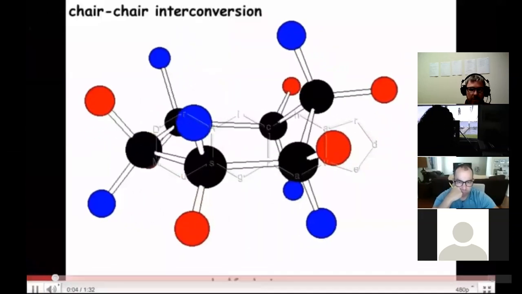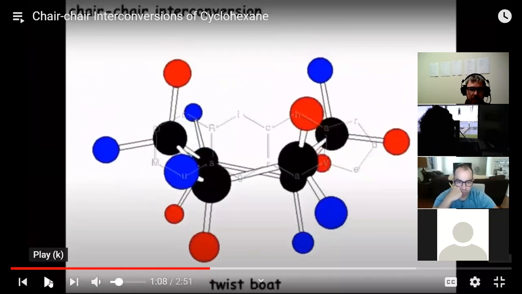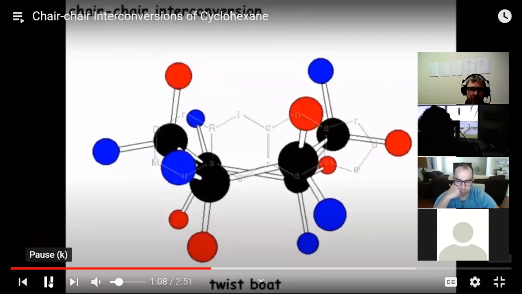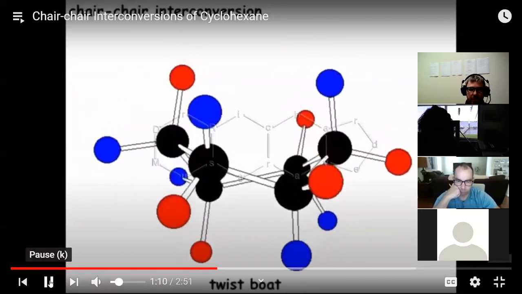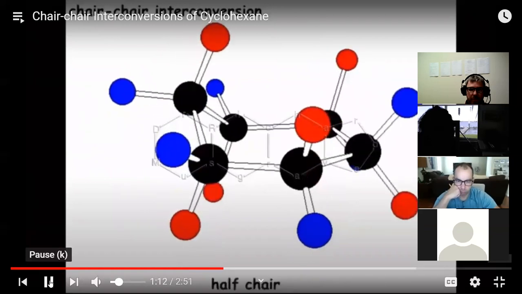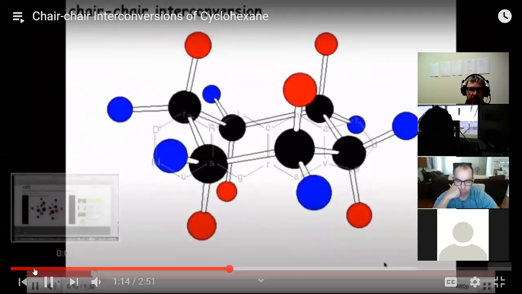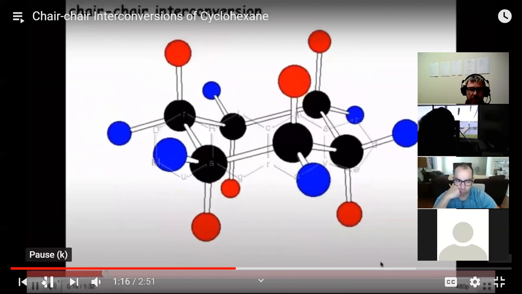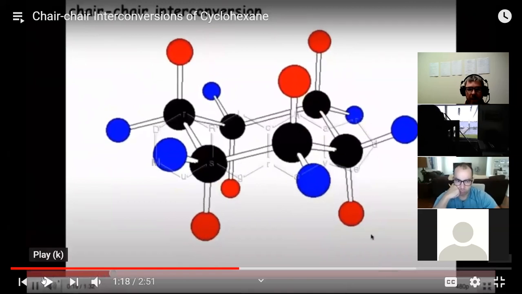And what happens is that it turns into this boat situation first, to what we call a boat form. And then it twists, and we get our other conformation, which now has the reds axial. So now you can see that what was axial is now equatorial, and what was equatorial is now axial. So that's a shift. It's different to what it used to be.